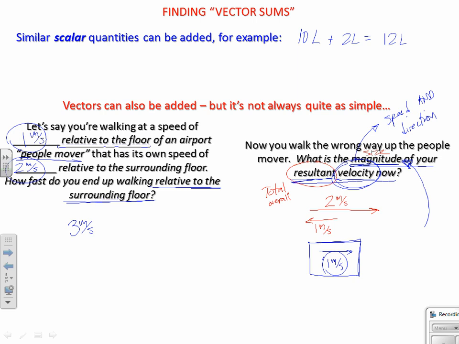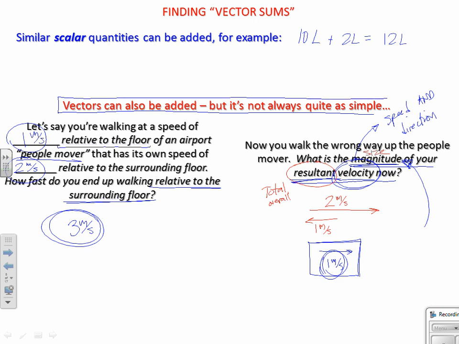So notice, direction matters a whole lot. In one combination of velocities, we end up moving 3 meters per second. In a different combination of velocities, we end up moving 1 meter per second. So when we add vector quantities, of which velocity is one, direction is really important. Okay?